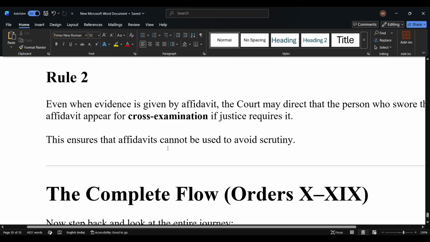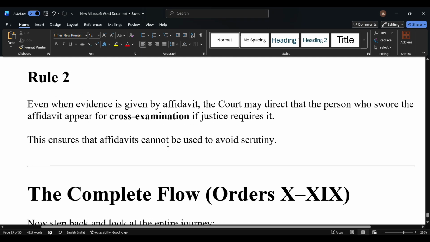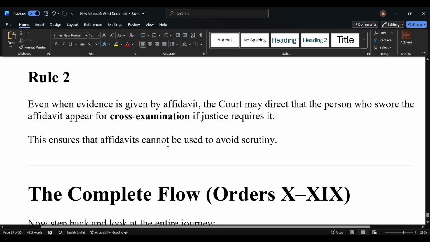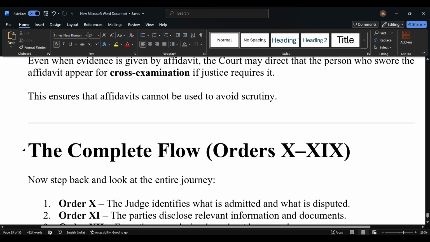Rule 2: even when evidence is given by affidavit, the court may direct that the person who swore the affidavit appear for cross-examination if justice requires it. This ensures that affidavits cannot be used to avoid scrutiny.